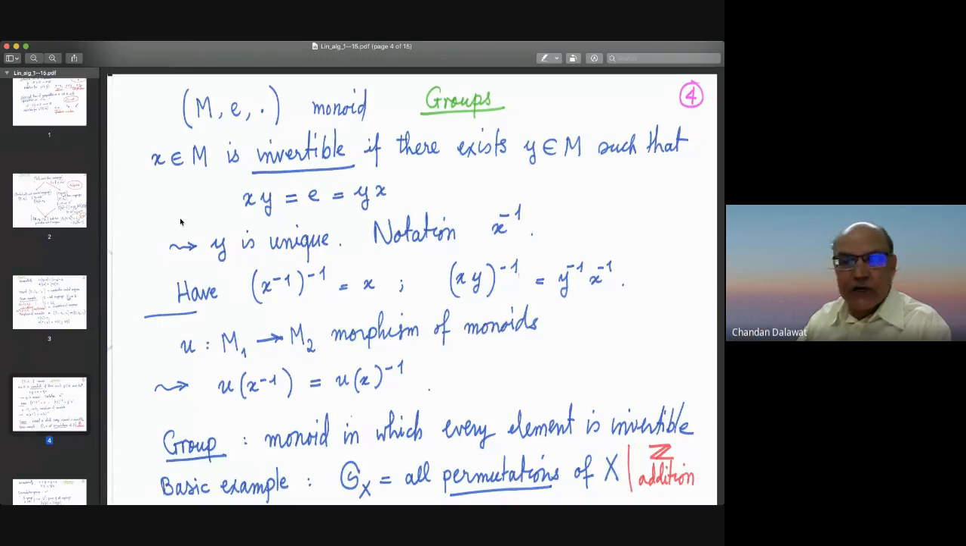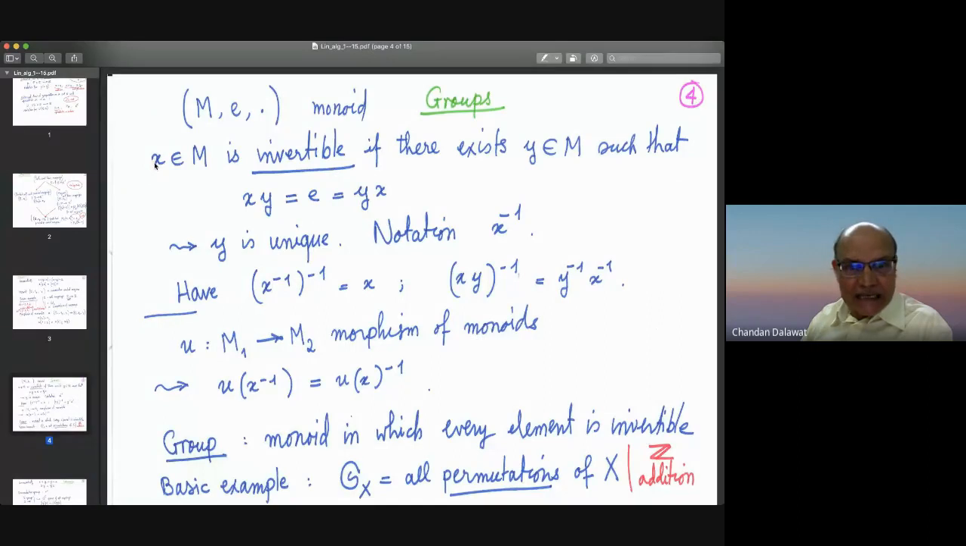Now, what does it mean for an element of a monoid to be invertible? X is called invertible if there is some Y in M such that when I multiply X and Y, I get the special element, the neutral element E. And I get the neutral element even when I multiply Y and X. XY should be equal to E, and YX should also be equal to E.